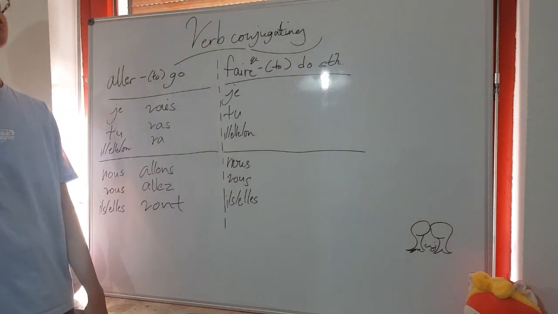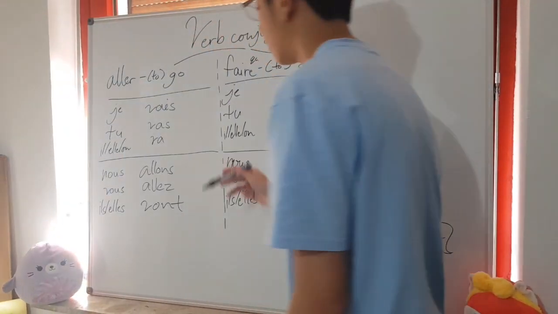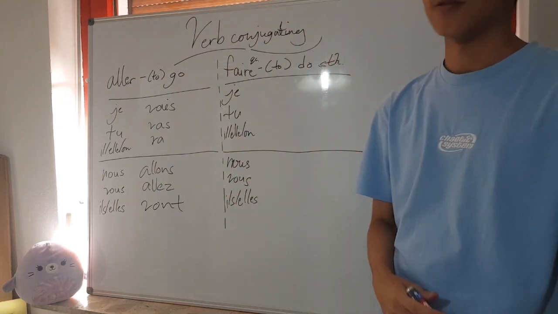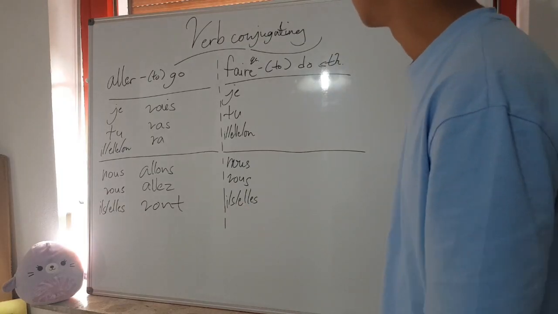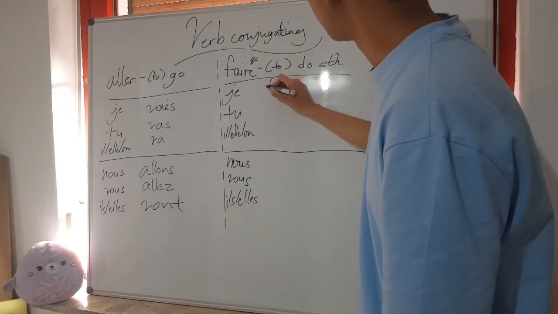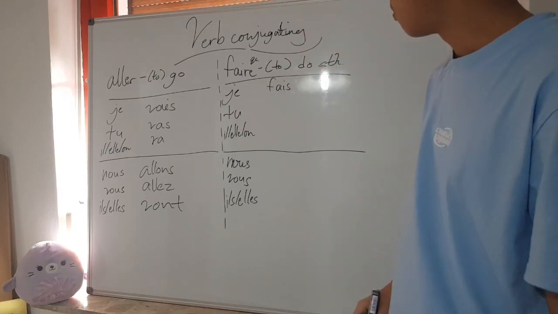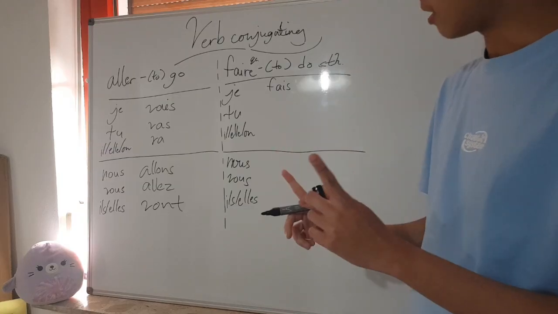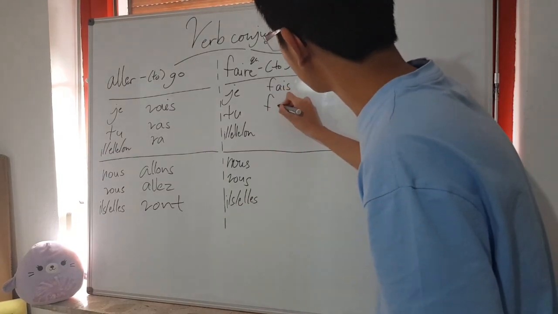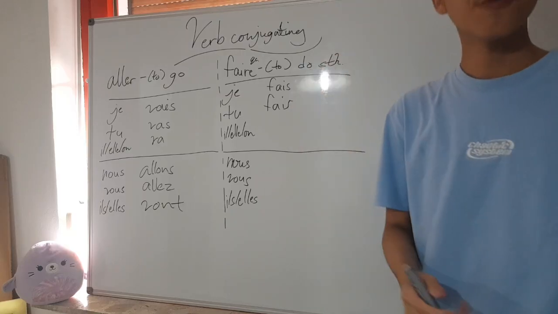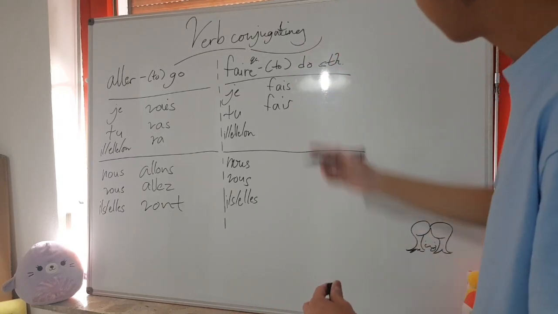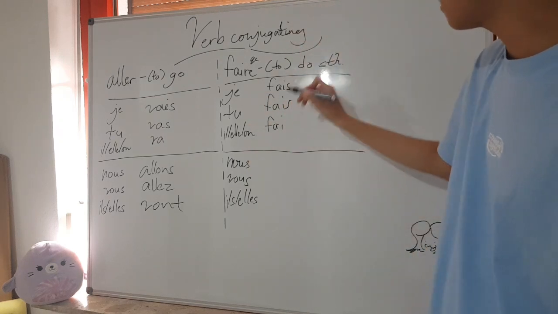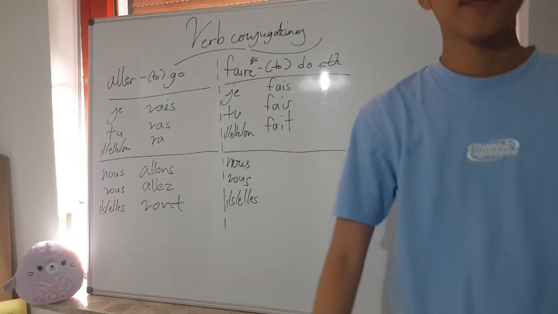Now we're going to move on to the next verb, which is called faire, or faire quelque chose, which means to do something. Now for the conjugated verbs. Now for je, it's going to be je fais. But what about tu? Do we have to change something? Well, fortunately, in this case, you don't have to. It's just the same thing. Tu fais. For il and on, all you have to do is just take out the S and then add a T.